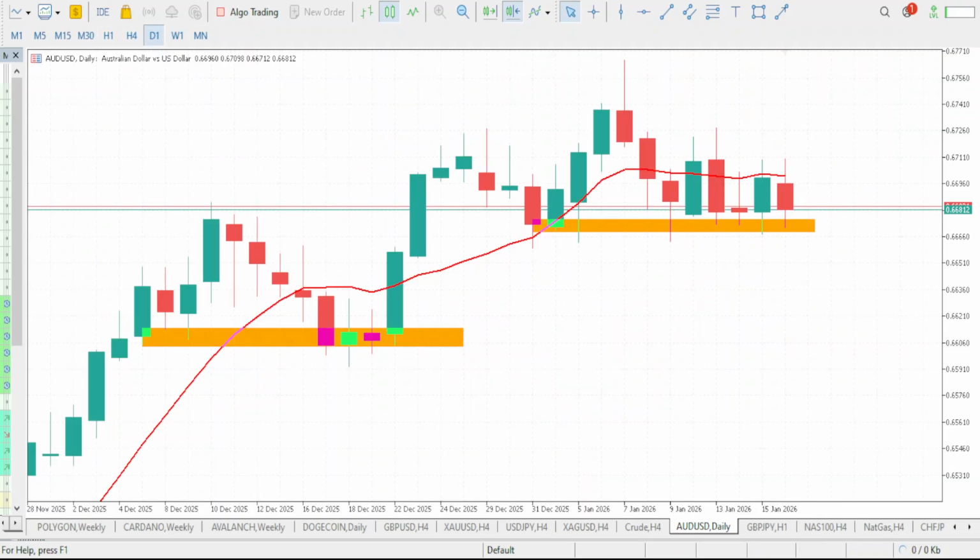Now let's go down to the daily time frame. So we need to understand what market is doing on the daily time frame.